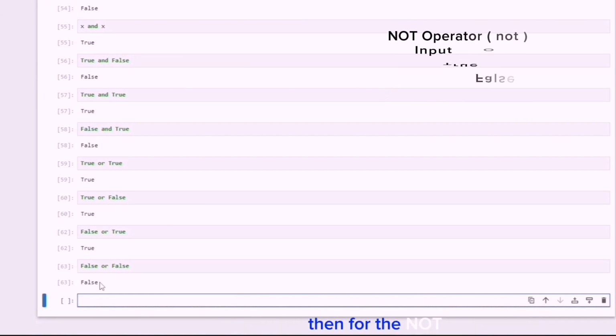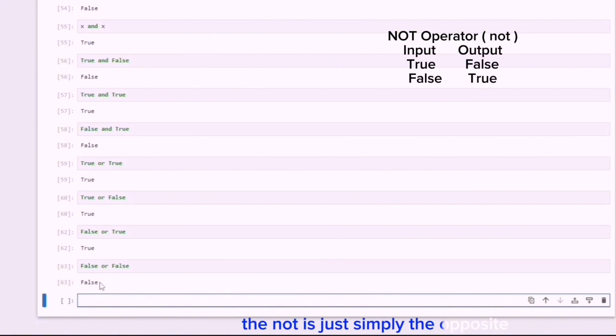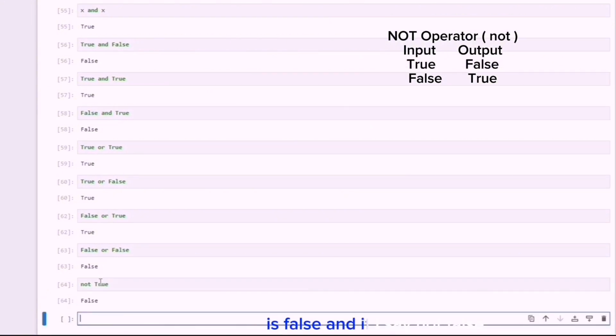Then the NOT is just simply the opposite. So if I say not true, it is false. And if I say not false, it's true.